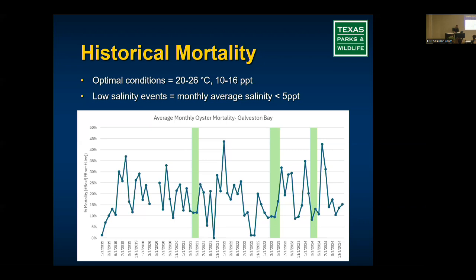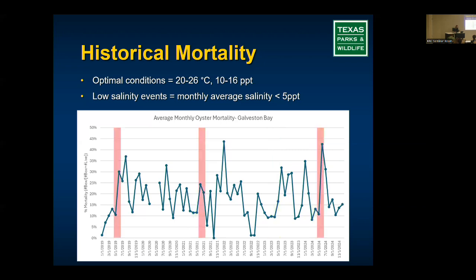So mortality in oysters is thought to occur after 2 to 3 weeks of exposure to salinities less than 5 parts per thousand. Since we started collecting this data in 2019, there have been 3 instances where average monthly salinity has been below 5 parts per thousand: in 2019, 2021, and 2024. For the low salinity events in 2019 and 2024, we can see a sharp increase in mortality. However, for 2021, we don't see that same response, and we are not really sure why.